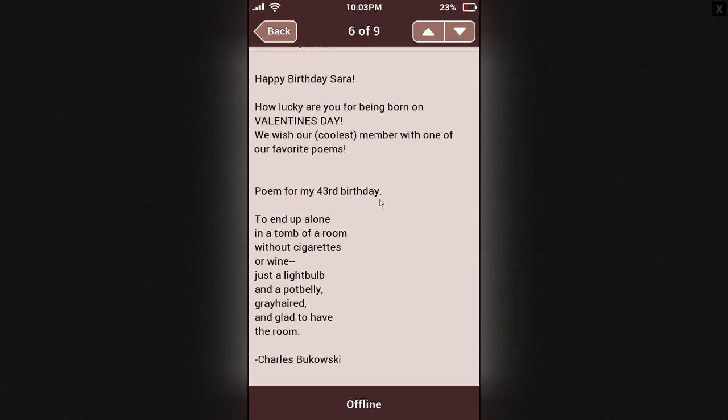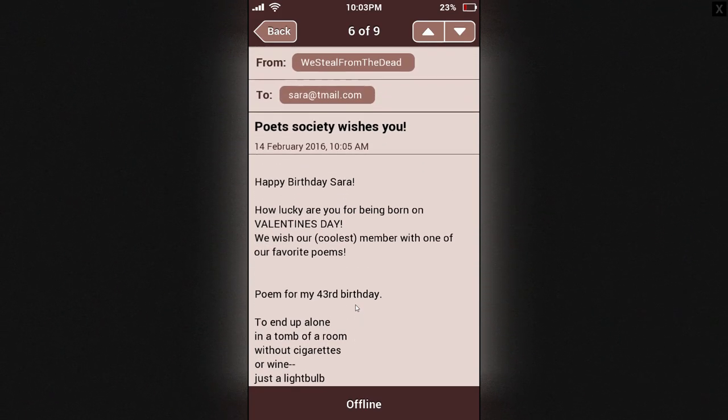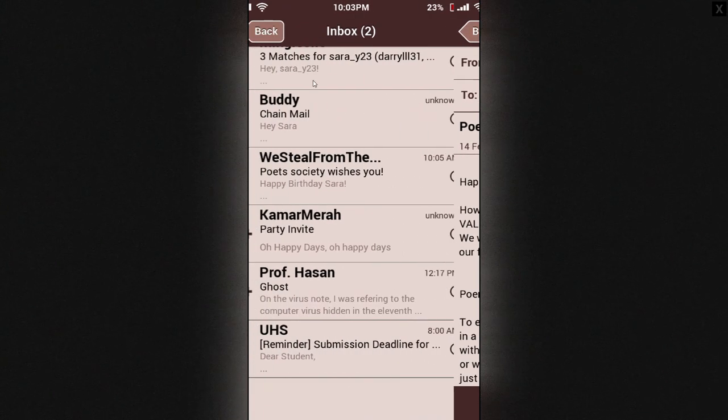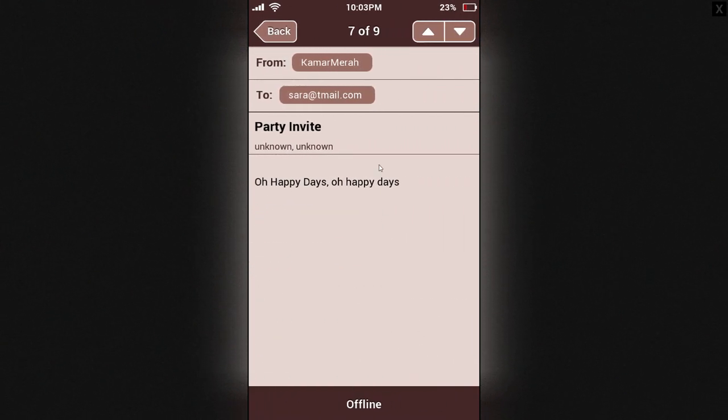Poem for my 43rd birthday. To end up alone in a tomb of a room without cigarettes or wine, just a light bulb and a pot belly, gray-haired, and glad to have the room. Oh, happy days, oh, happy days. From Kamar Mara.